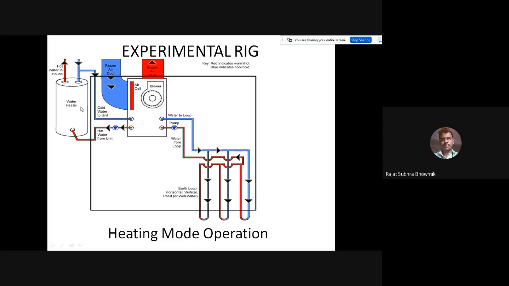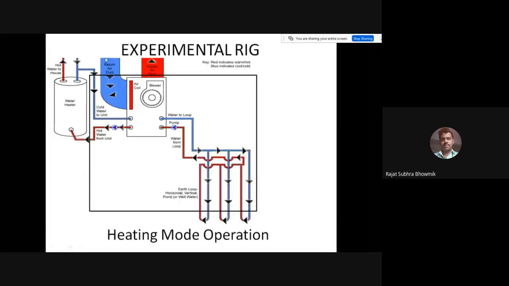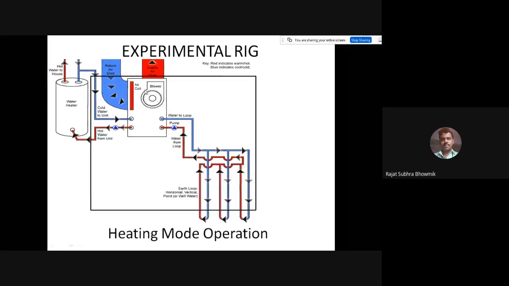That is the water heater cycle. This is the air conditioning cycle, and this is the ground loop cycle. So for heating mode operation, that means in the winter season, cold air is collected from this room through a duct, and by exchanging heat, taking heat from this refrigerant in the heat exchanger, the cold air becomes warm and is delivered to this room.